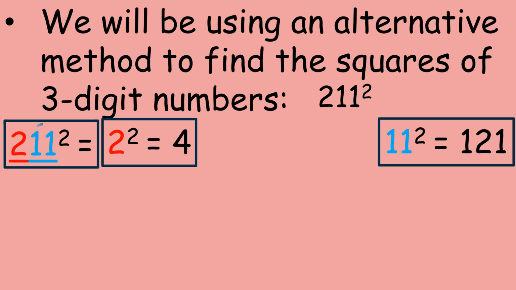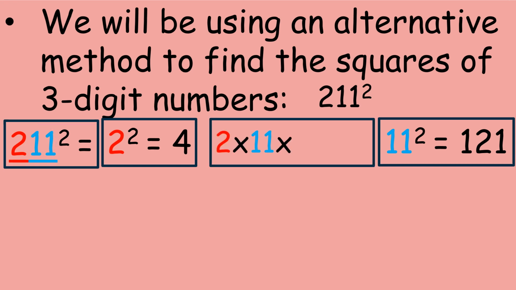Then we'll get a middle term, which we will obtain by multiplying 2 by 11 and also by 2. So for the middle term, we have 2 times 11, which is 22, and then 22 times 2, which is 44.